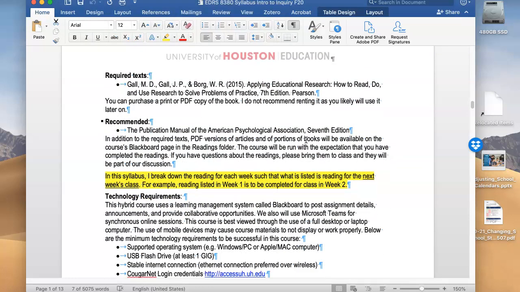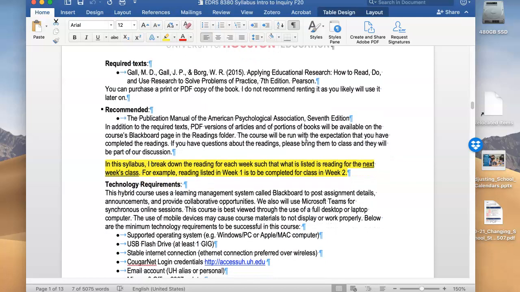We do have a required text. Some of you have asked, and I appreciate the request for clarification. Our text is Gall, Gall, and Borg, which you will see in our schedule. I write it for short as GGB. I meant to clarify that earlier, so I'm clarifying that now. GGB refers to our required text.